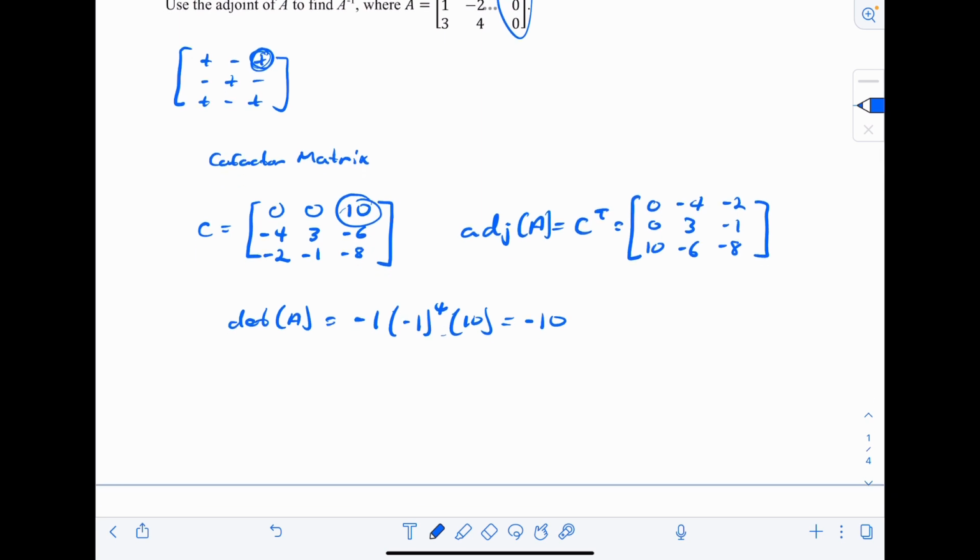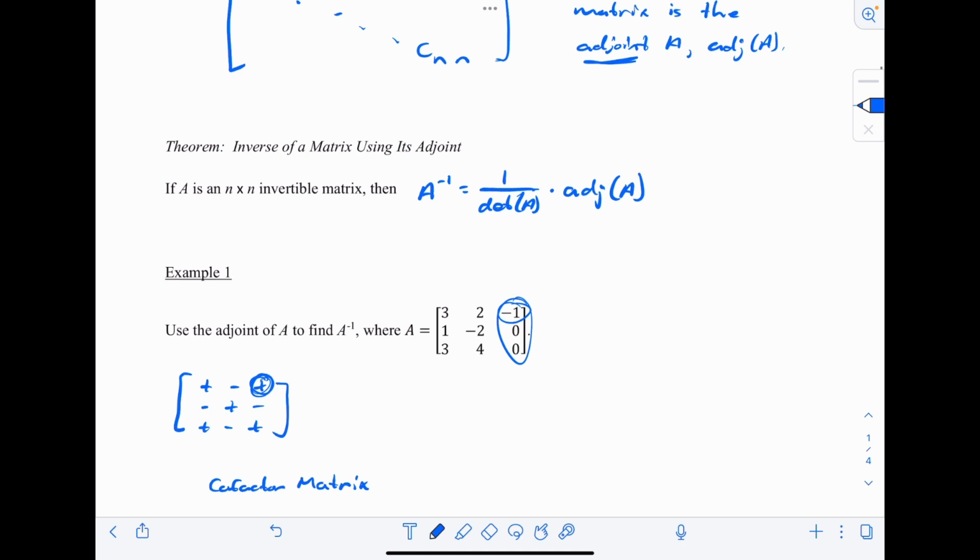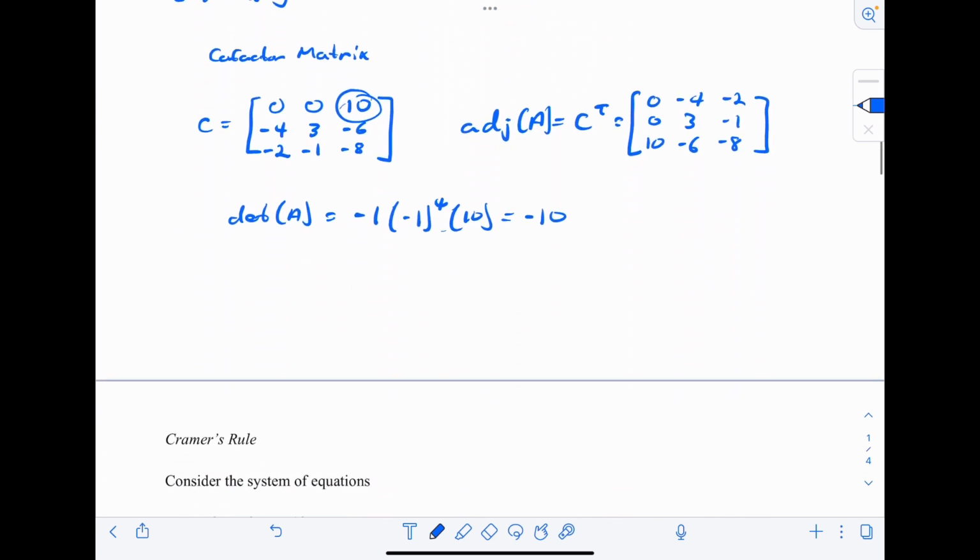So finally, now that we have the adjoint and we have the determinant, we can find the inverse by just plugging everything in. We're going to take 1 divided by the determinant and then multiply that by the adjoint. So our inverse matrix is 1 divided by -10, or -1/10, times the adjoint of A. And that's going to give us the matrix 0. -4 over -10 is 2/5. And then we've got 1/5.